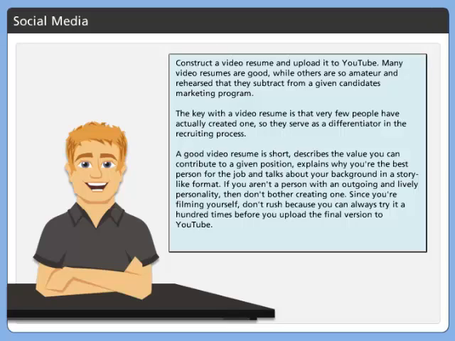A good video resume is short, describes the value you can contribute to a given position, explains why you're the best person for the job, and talks about your background in a story-like format. If you aren't a person with an outgoing and lively personality, then don't bother creating one. Since you're filming yourself, don't rush because you can always try it 100 times before you upload the final version to YouTube.